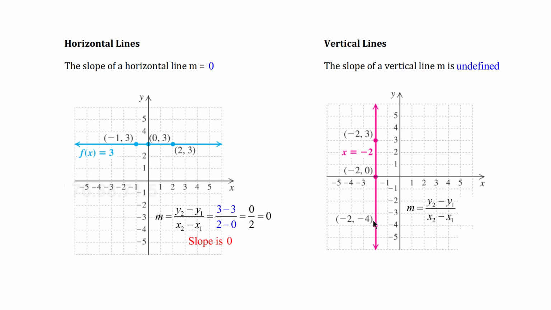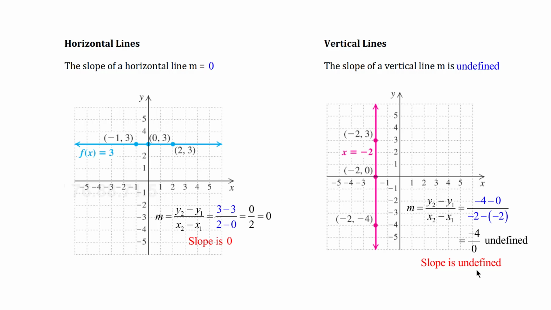To find the slope of this line, we just use the slope formula, and I'm going to use -2, 0 as my x1, y1, and -2, -4 as my x2 and y2. Substituting those values into my slope formula, I get -4 minus 0 divided by -2 minus parentheses -2. Simplifying this, we get -4 divided by 0, which is undefined. So our slope here is undefined.